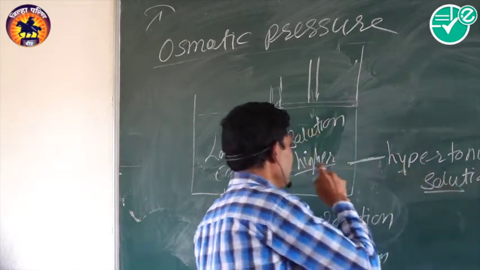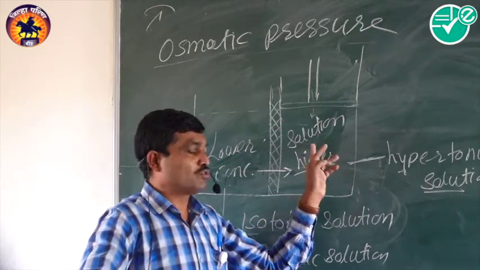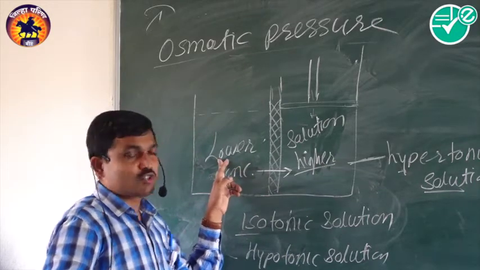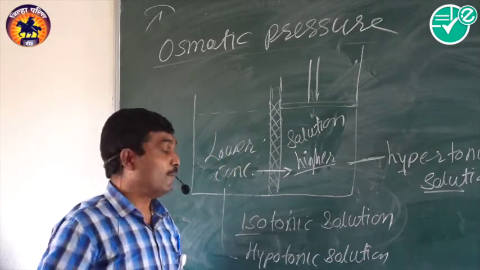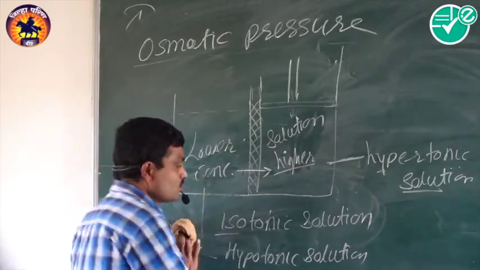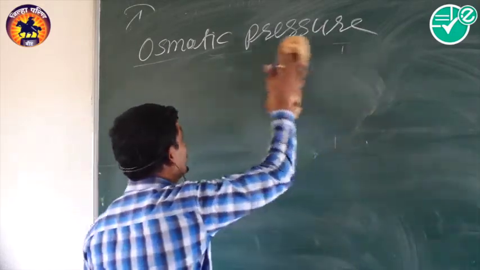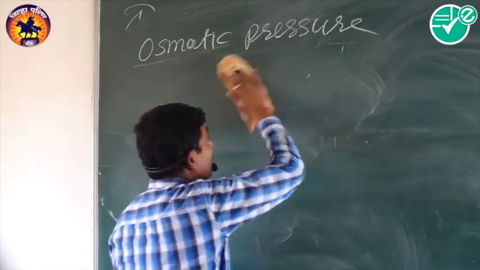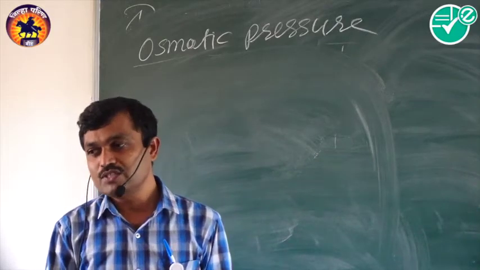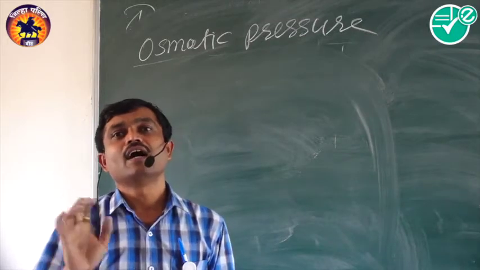A solution having the higher osmotic pressure is called a hypertonic solution. A solution having the lower osmotic pressure is called a hypotonic solution. If both have the same osmotic pressure, then we call it an isotonic solution, or same osmotic pressure. So in this way, we have three types of solution: isotonic, hypotonic and hypertonic.